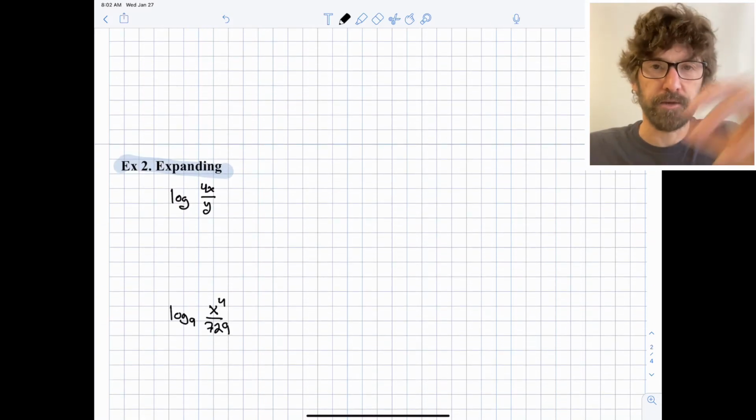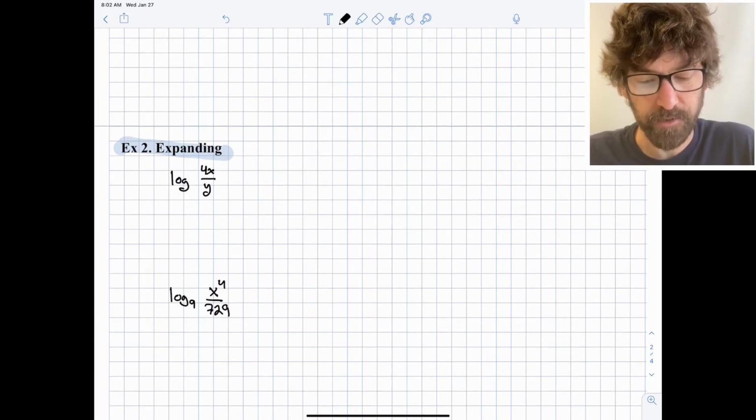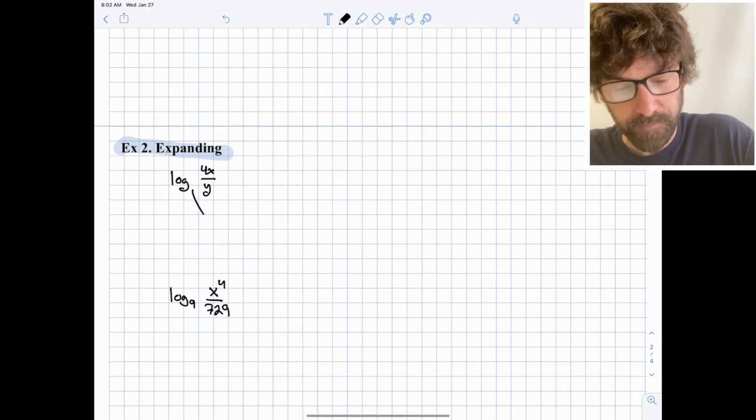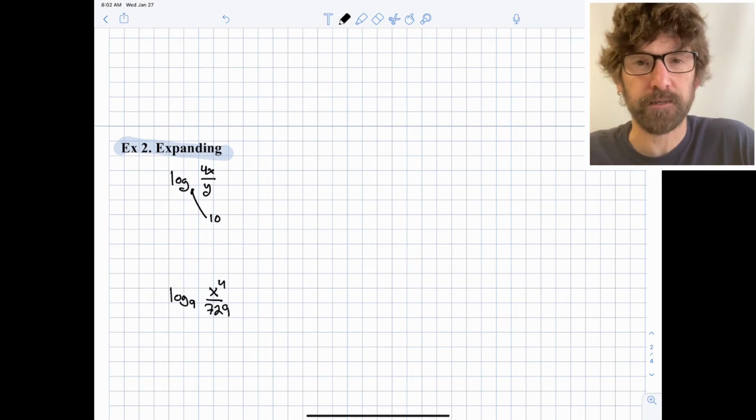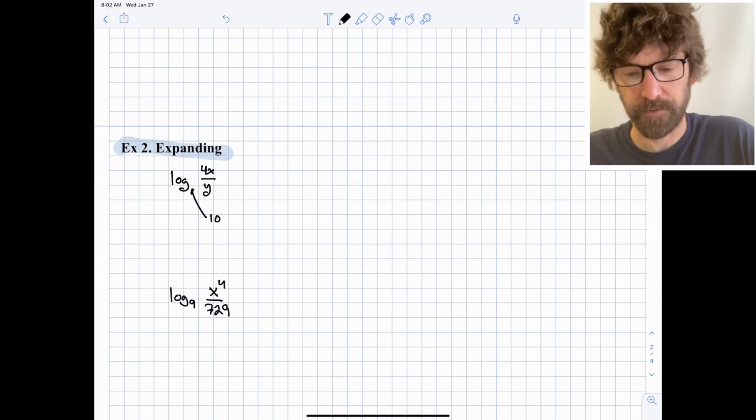We can go in the other direction as well. We can expand, and in this one I'm showing you the log of the quotient of 4x divided by y. There's no base written, and so I want you to recall that that implies there's a base of 10. That's called the common log. If there's no base written, we're working with a base of 10.